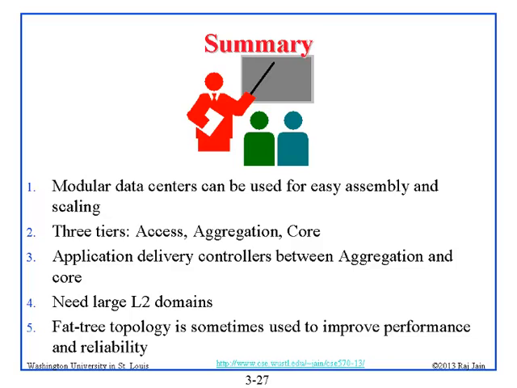Application delivery controllers go between the aggregation and the core in layer 3. And you need large L2 domains. Why do you like L2 domains? Because you can move anywhere without any rework. Moving between L3 domains requires a lot more work, so you need large L2 domains. And then there are many topologies. Fat tree topology is used to improve the performance and reliability.